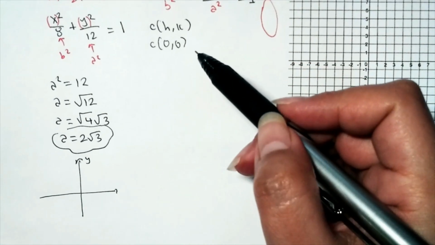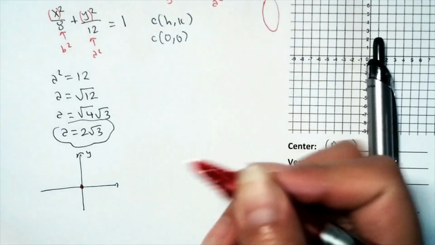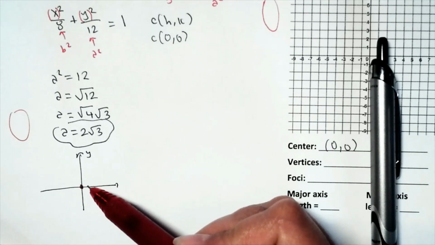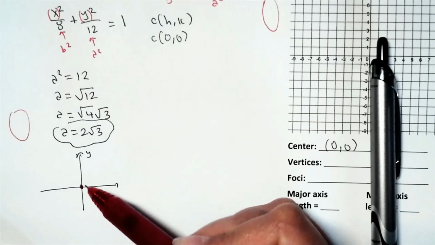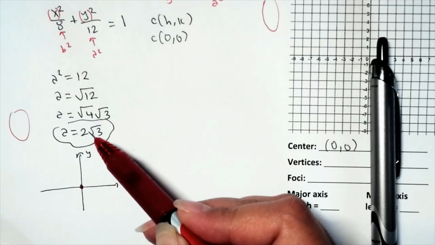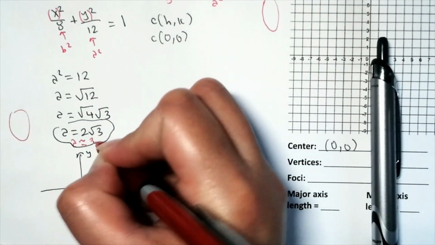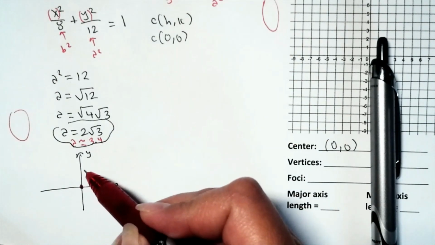So we have established that the center is given by the origin, or (0, 0). We have established that we have a vertical ellipse. So from the center, to identify the vertices, we're going to go 2 square root of 3 units up from the center, and then 2 square root of 3 units down. I could just put the actual number, but I want to put a decimal approximation. If I did this right, a was about 3.4. So to find the vertices, we're going to go about 3.4 units up.